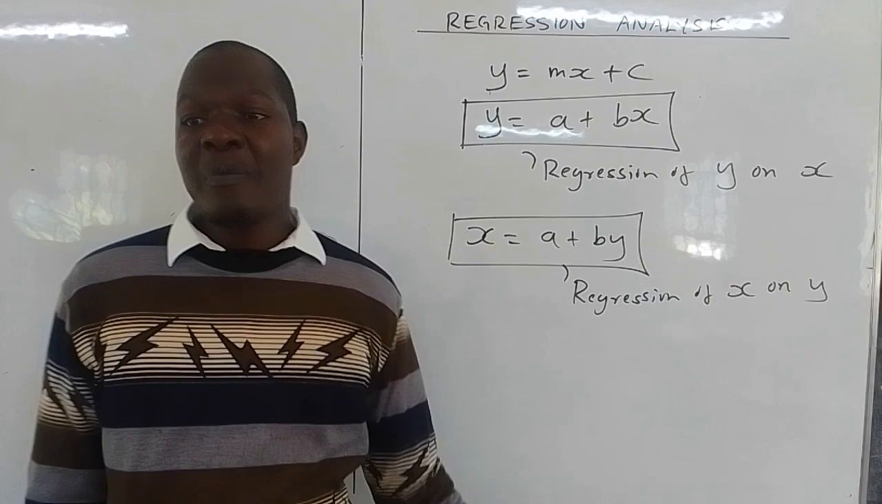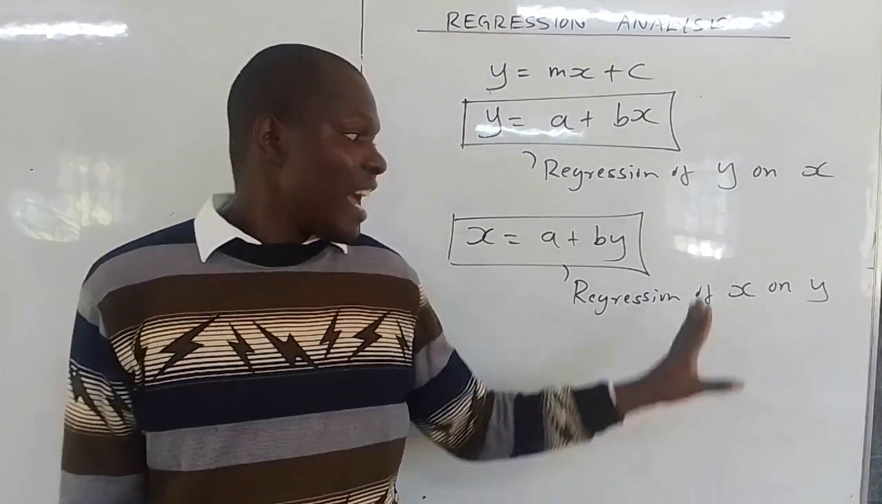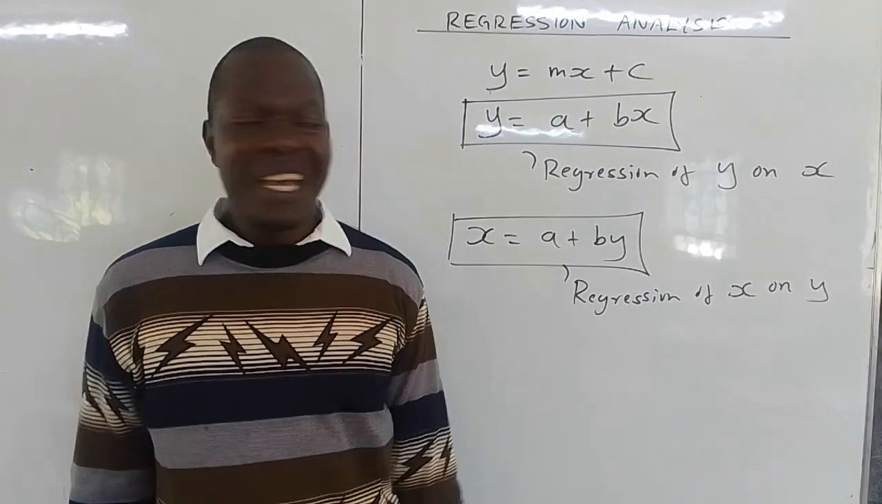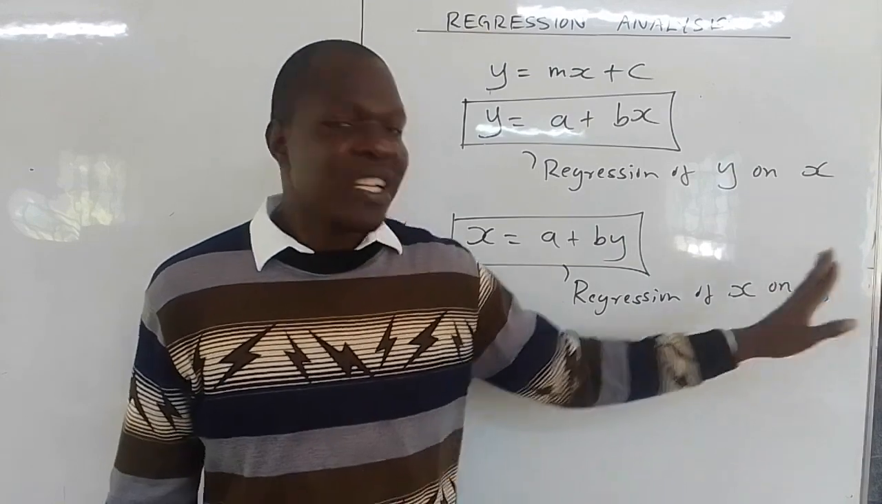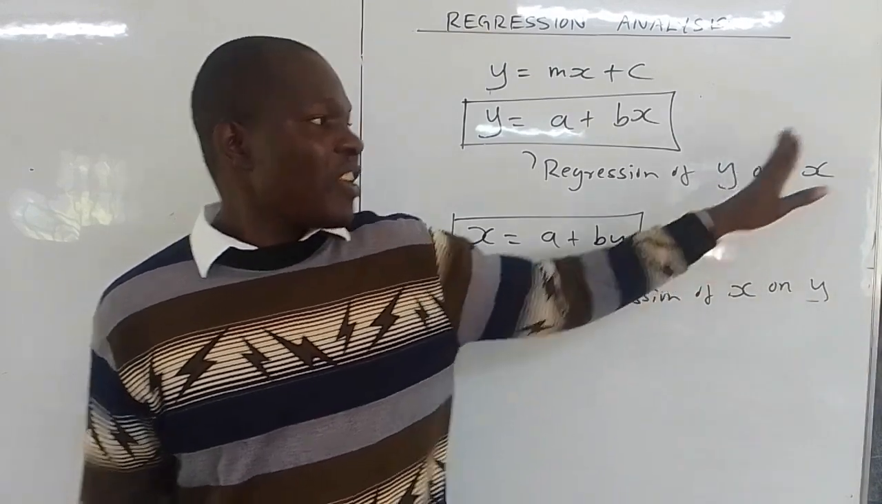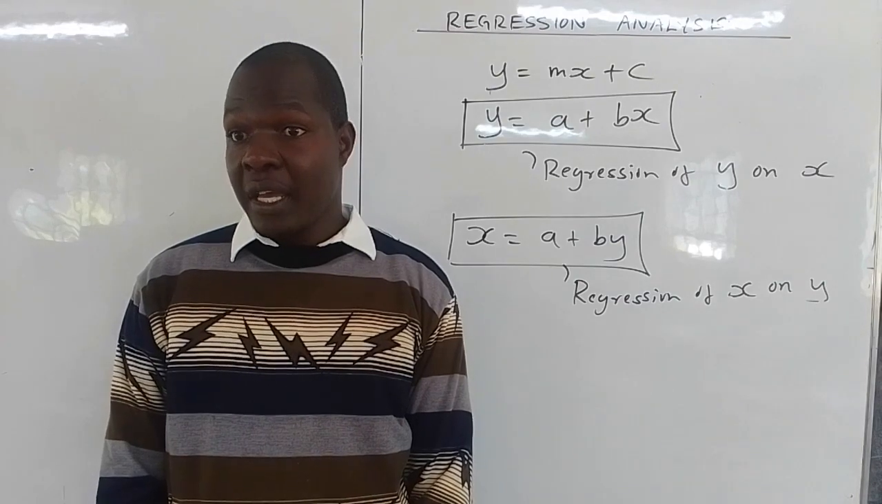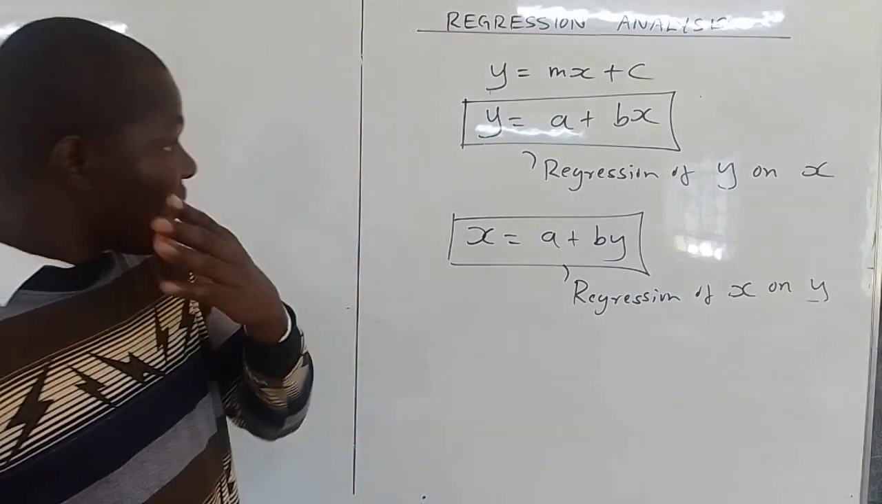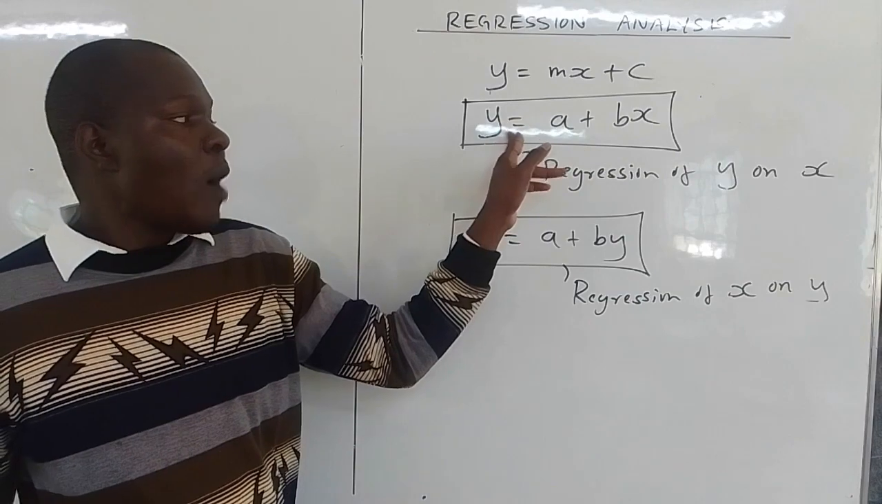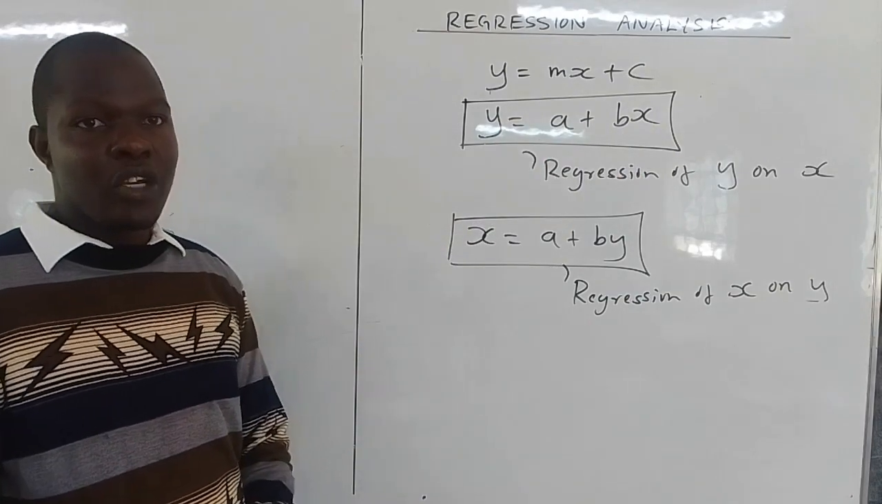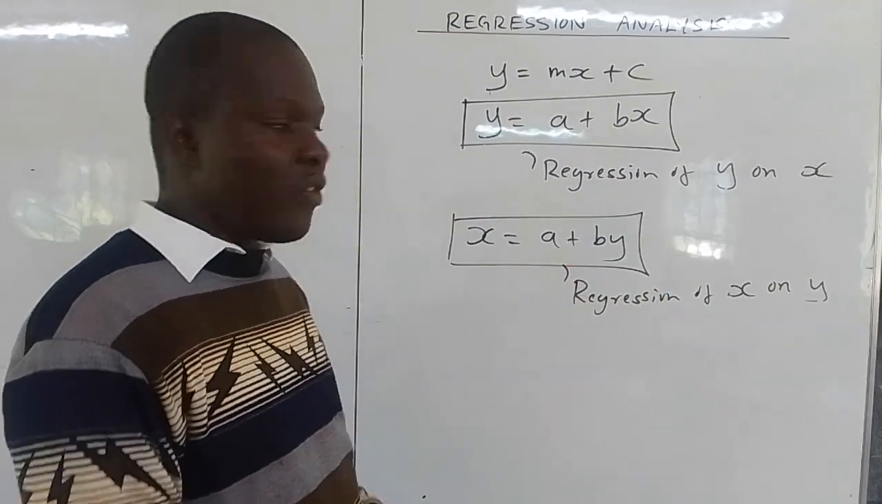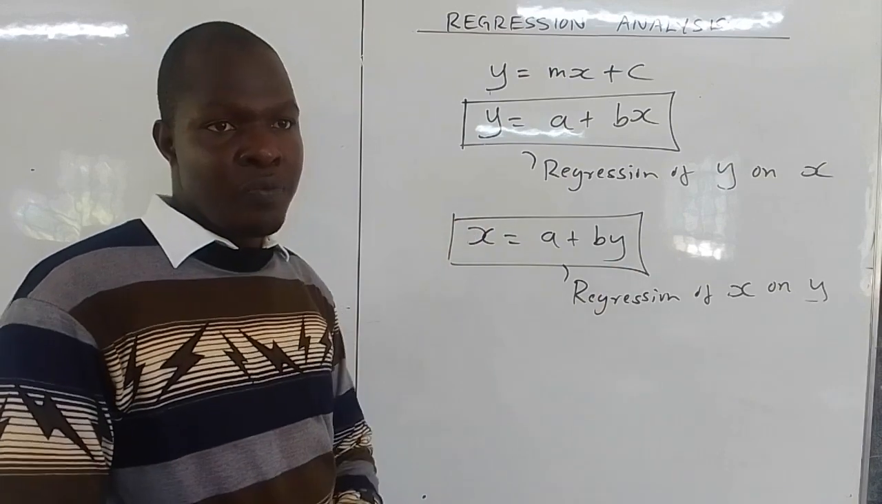So if x was mathematics and y was physics, then you'll be told to find the regression of mathematics on physics, meaning x is for mathematics, isn't it? And y is for physics. So this is mathematics on physics. This is physics on mathematics. Are we together? Is that okay? Yes. So this is the regression of y on x, equation of a straight line. This is the regression of x on y.